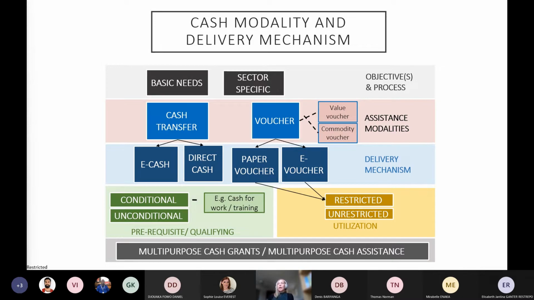And then, of course, we could talk at length about how to set the transfer value and how many installments or tranches of cash we are giving people.